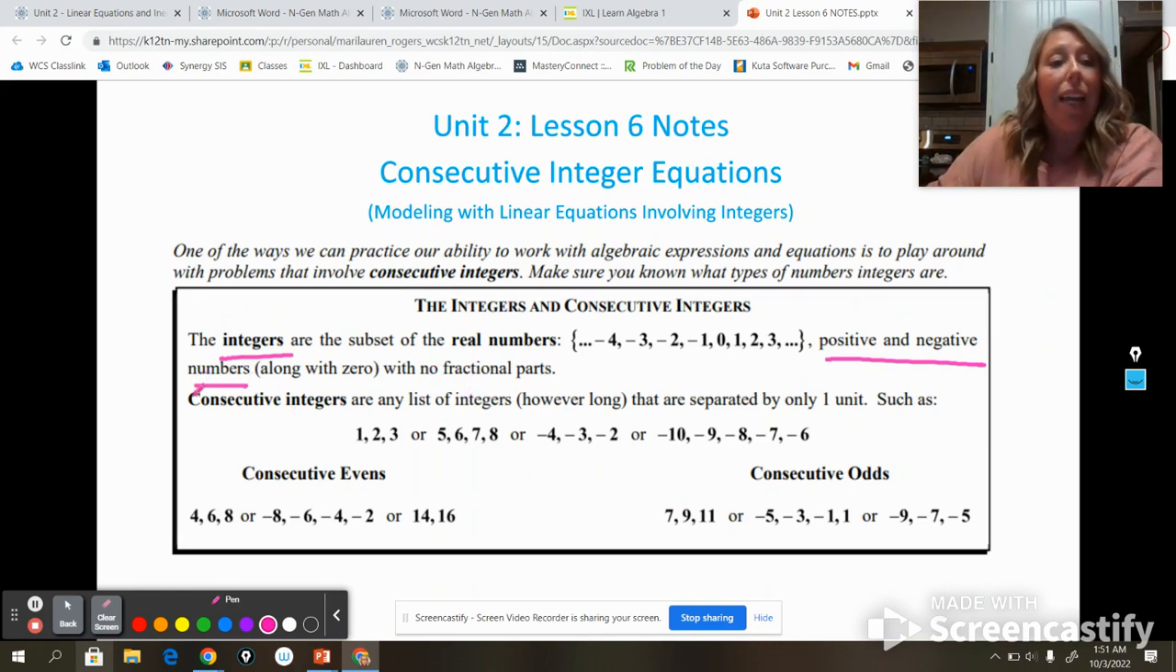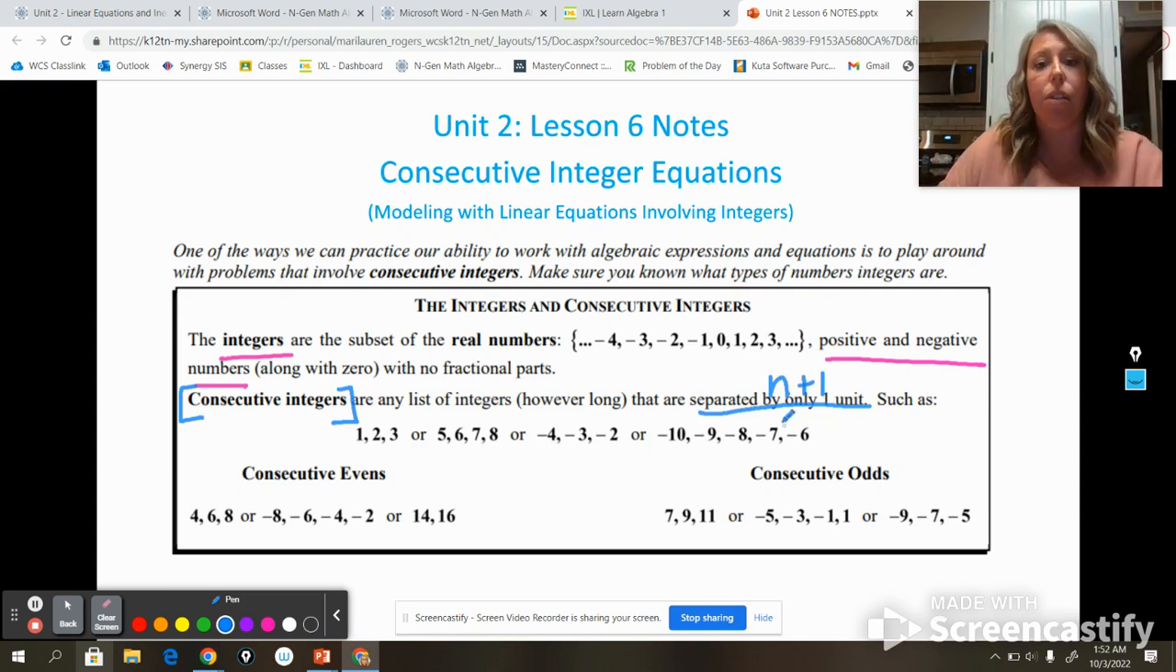And then we have the new learning, this new phrase, consecutive integers. Consecutive is a word you're probably familiar with, maybe not in a math context, but consecutive meaning one right after the other. So the definition of a consecutive integer is a list of integers that are separated by only one unit. So you've got several examples down here. I want to touch base right here on this separated by only one unit. In terms of algebra, that means n plus 1. When they're separated by only one, that means n plus 1.